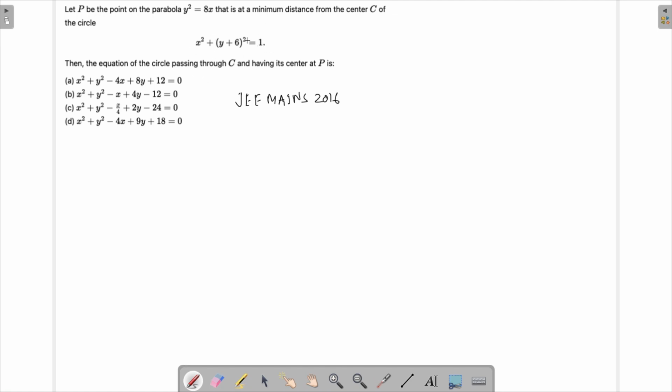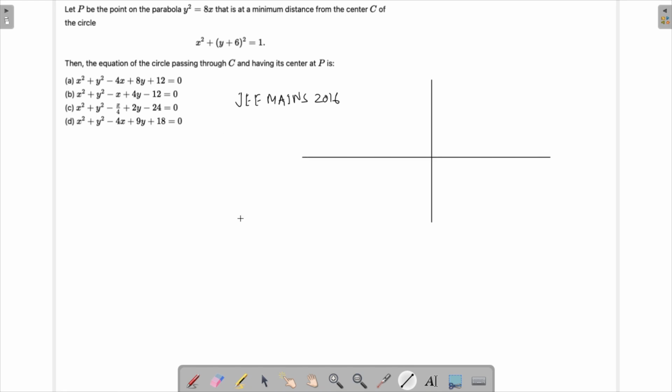And then if that happens, we have to find the equation of the circle passing through point C and having its center at P. So we have to first find the point P, then write an equation of the circle which passes through the center of this circle. Okay. So first of all, let's try drawing a picture of it, approximately.